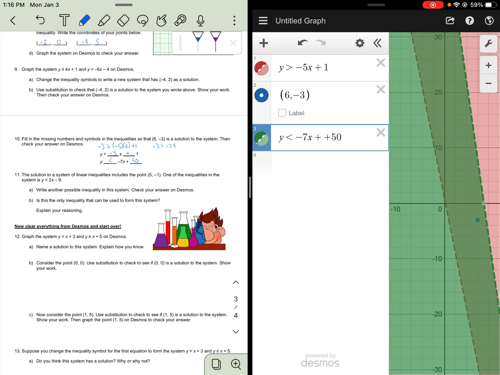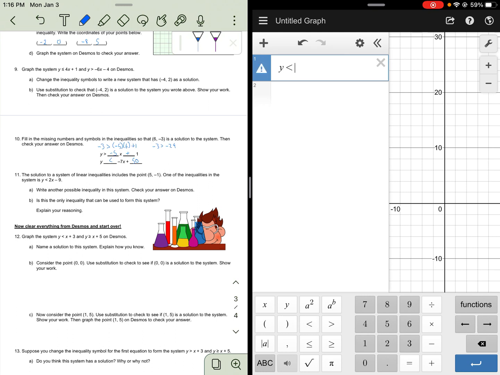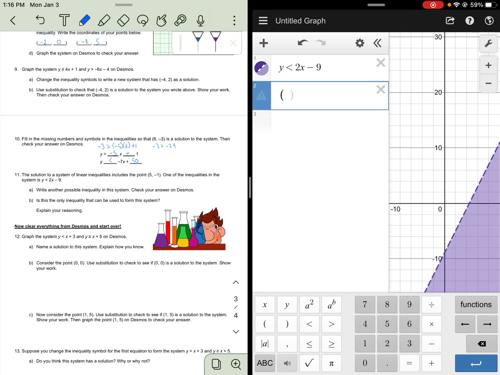Number 11, the solution to a system of linear inequalities includes the point 5, negative 1. One of the inequalities is y is less than 2x minus 9. So let's look at y is less than 2x minus 9. We know that's going to be one of the inequalities. We know the point 5, negative 1 is a solution, and it's in the purple, so that's good. Write another possible inequality in this system.